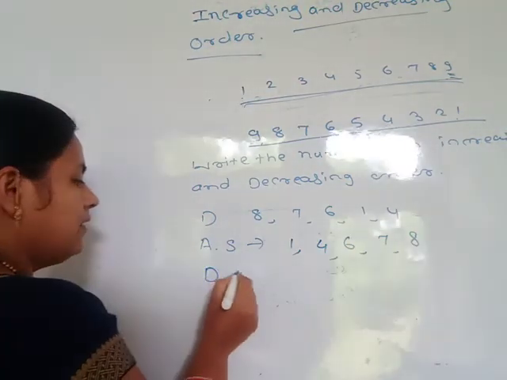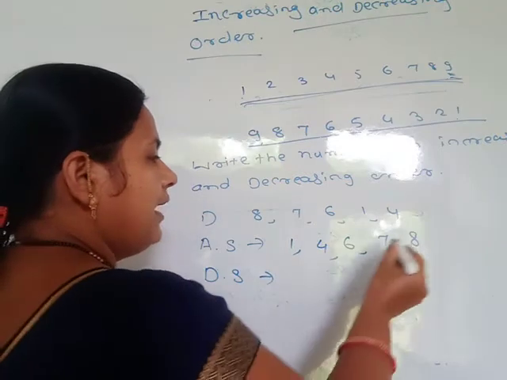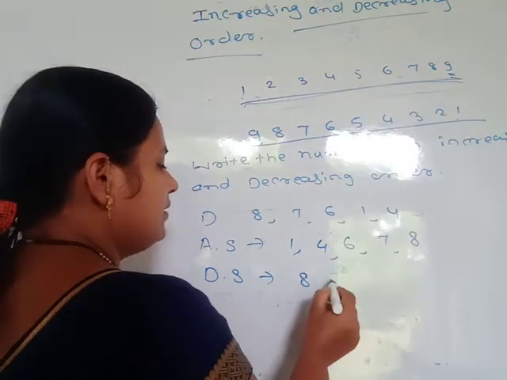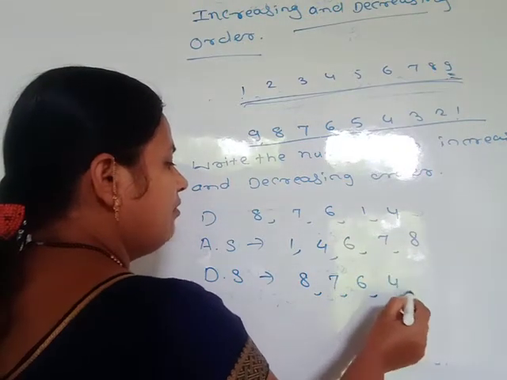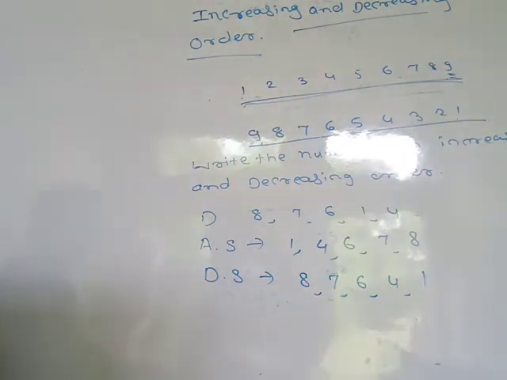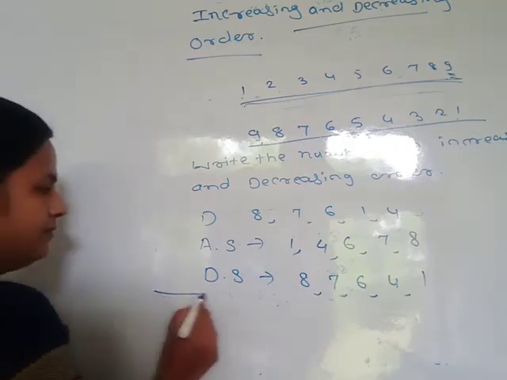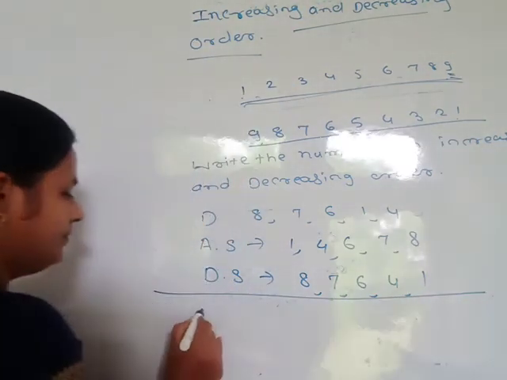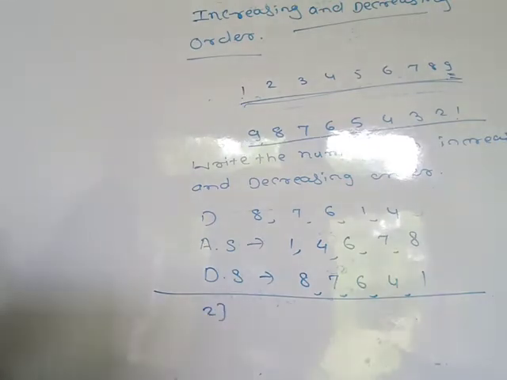Then in decreasing order, you write firstly the biggest number: 8, 7, 6, 4 and 1. All these numbers are decreasing. Again, one more example. See, the second one.